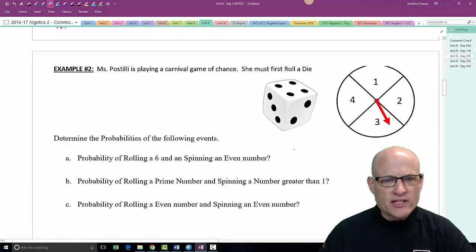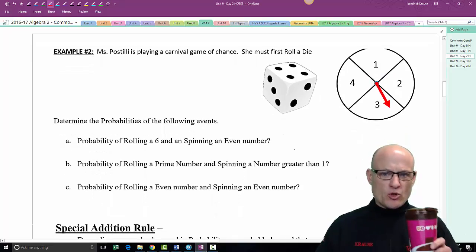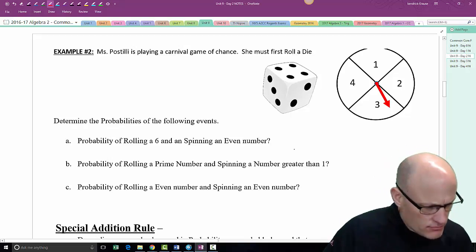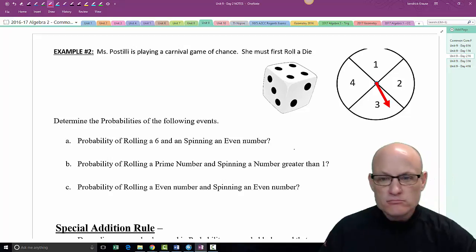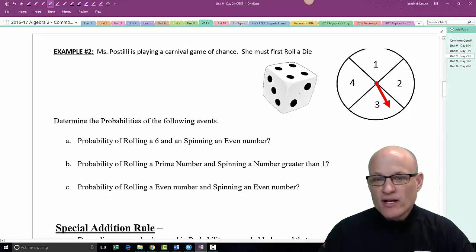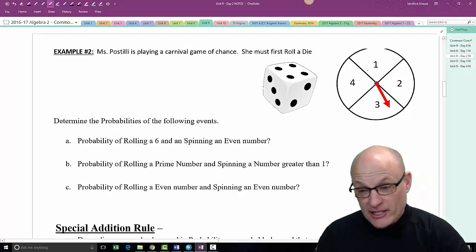Miss Postilli is playing a carnival game of chance. She must first roll a die. Oh. I didn't even finish. Oh, you know what? It's covering the rest of this word. I got to fix this. So I'll fix this before we print it. But the rest of the words should be saying, and then spin a spinner.